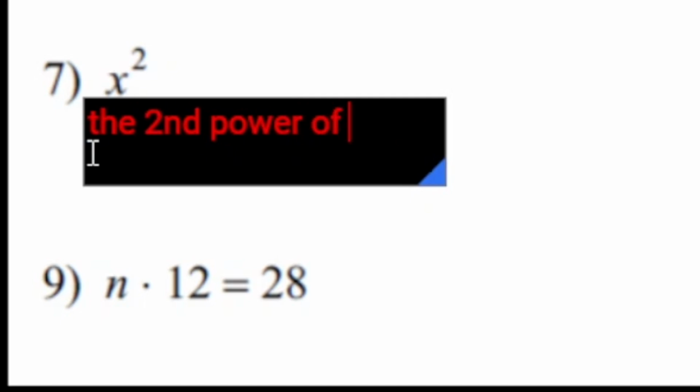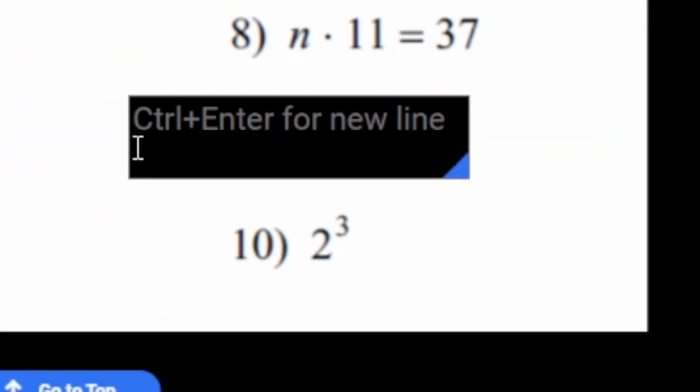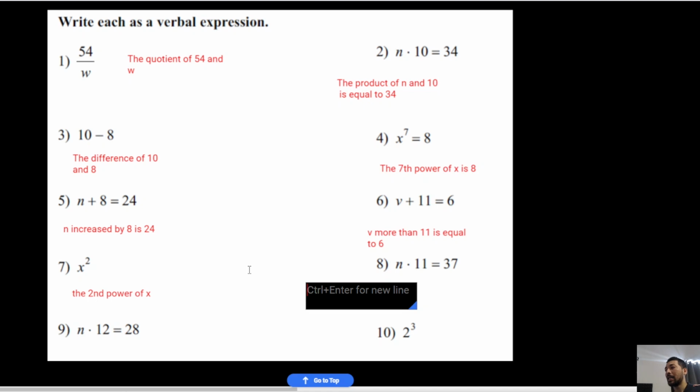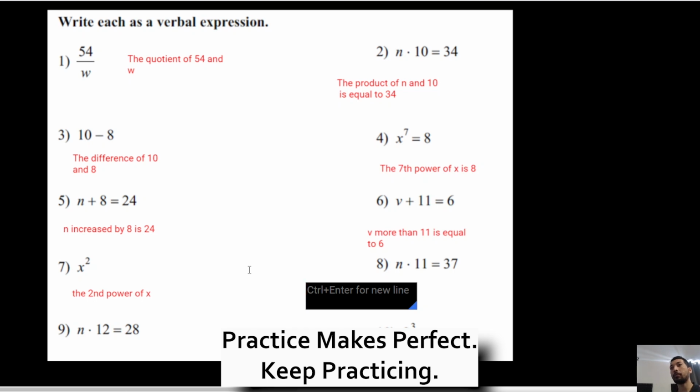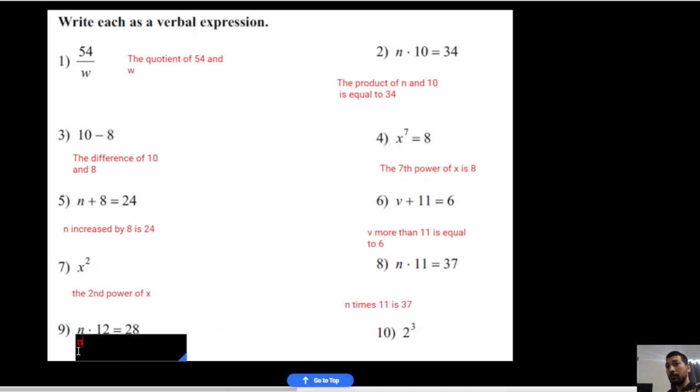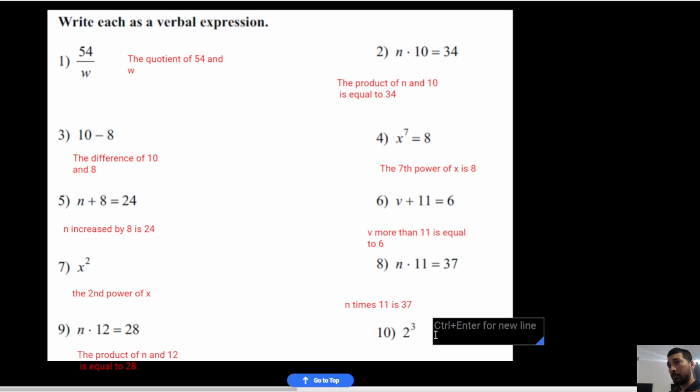Number 7, we have the 2nd power of x. Number 8, we can write this as n times 11 is 37. You can see the variations that we are bringing in. So all these different verbal expressions can help you to know the process of this conversion. Number 9, let's write it: the product of n and 12 is equal to 28. And the last one, we can write it as 2 cubed, or we can write the 3rd power of 2.